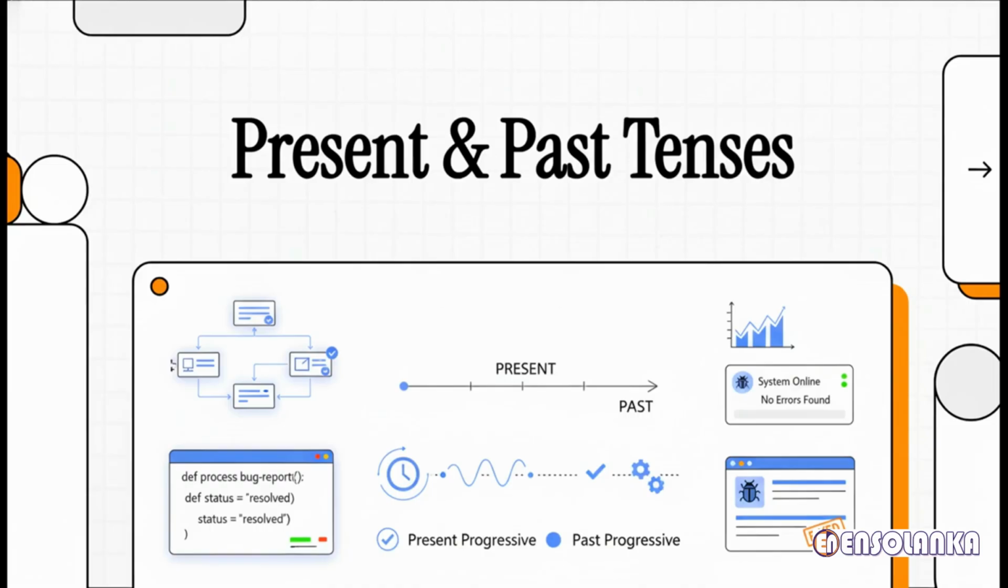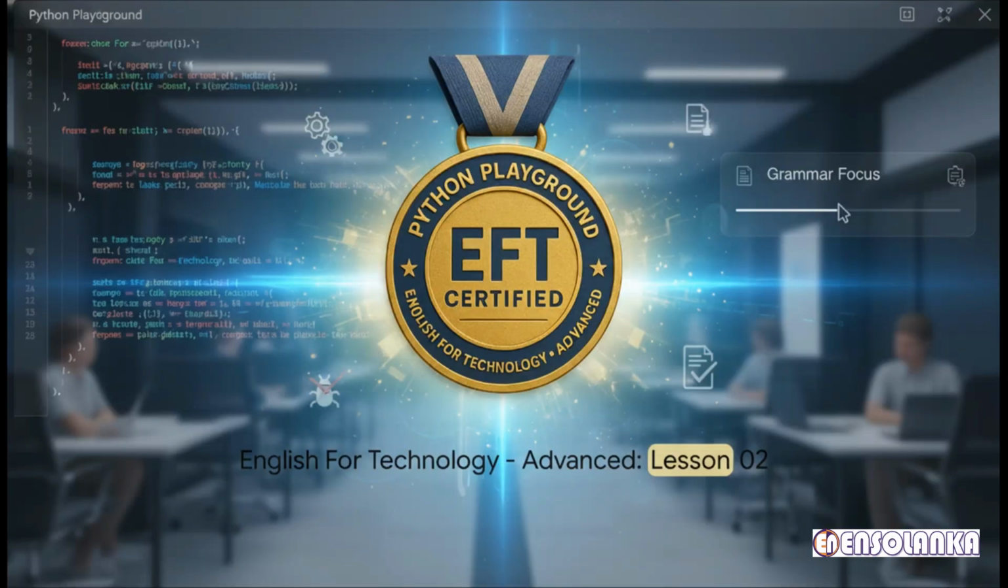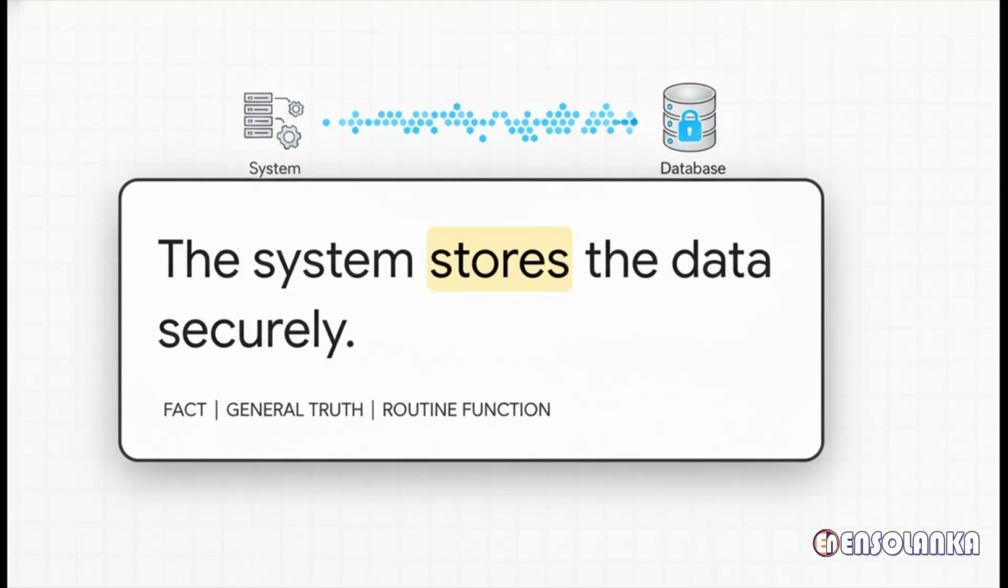Let's jump right in. Now, the concepts we're covering today aren't just abstract grammar rules. These are the foundational tools you need in any professional tech environment. They'll help you communicate way more effectively, whether you're writing documentation, updating your team on Slack, or reporting a bug. So, let's start with a really basic statement you might see in system documentation. The system stores the data securely.